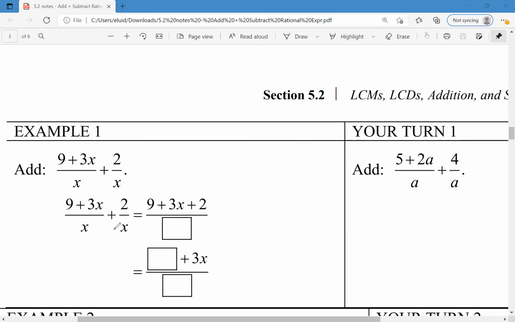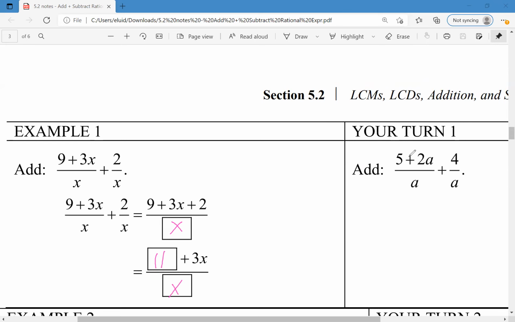Keep the common denominator of x and just add all the numerators. 9 plus 3x plus 2. So we have 9 plus 3x plus 2 all over a common denominator of x. And then we just simplify. What can we do in the numerator? Well, we can combine like terms. 9 plus 2 is 11. So we have 11 plus 3x all over x. And that's the final answer.